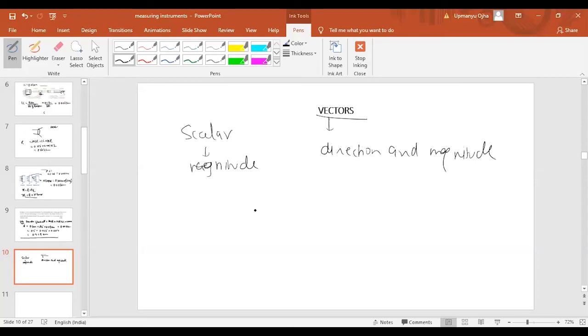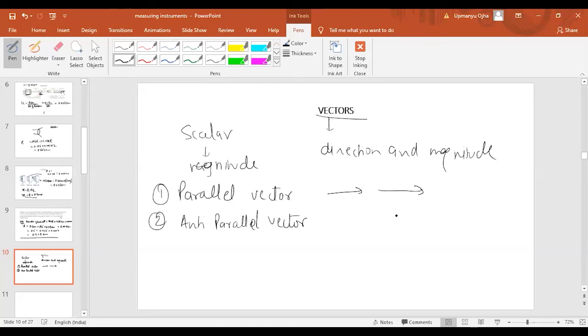Then we have different types of vectors. First is the parallel vector. Parallel vectors are two vectors with the same direction; the magnitude may or may not be the same, but the direction is always the same. Second is the anti-parallel vector. The two vectors may or may not have the same magnitude, but their directions are opposite. If one vector is along this direction, the other will be along the opposite direction. Those are anti-parallel vectors.